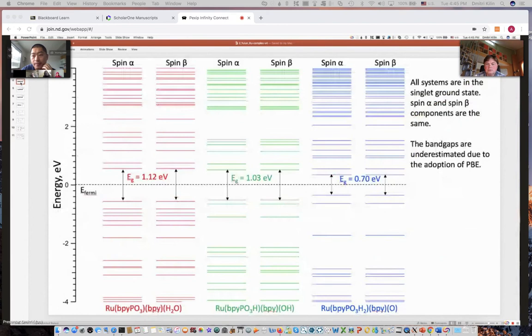So I guess here, I show some energy levels for different complexes. This is from PBE calculations. It is well known that PBE underestimates the band gap. And also, it is the case here. Another observation is that the spin alpha and spin beta components are the same. Next slide, please.